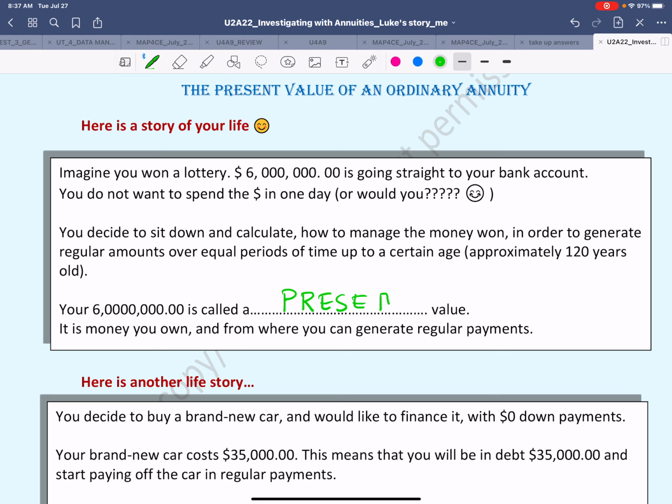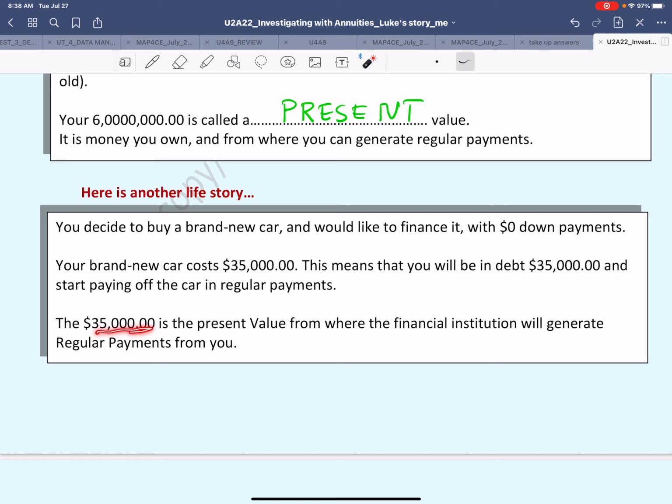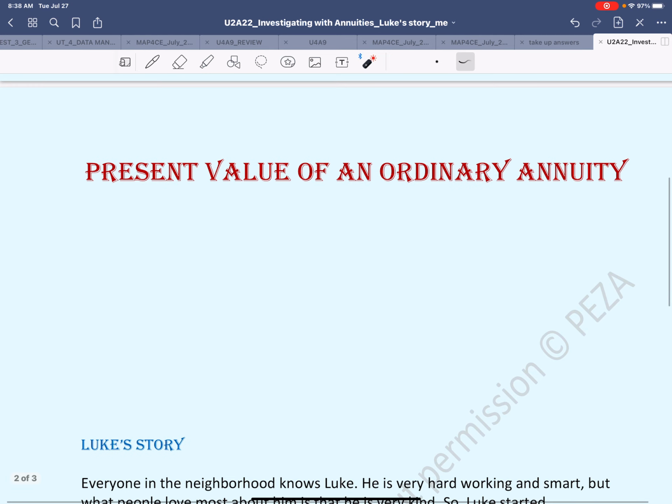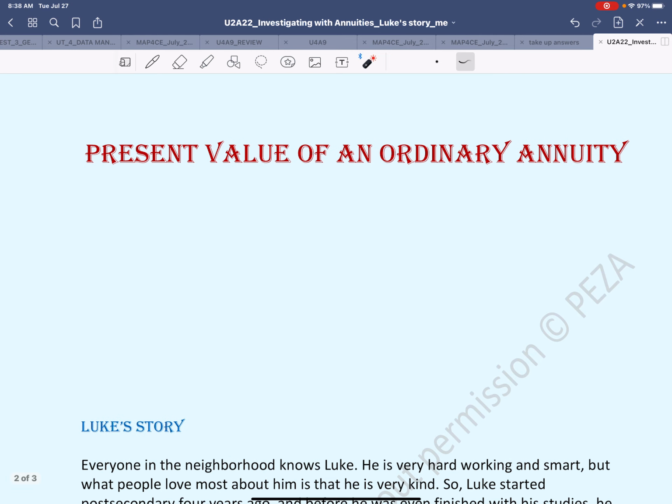Here is another life story. You decide to buy a brand new car and you'd like to finance it with zero down payments. Your brand new car costs $35,000, and this means that you will be in debt $35,000 and start paying off the car in regular payments. The $35,000 is what we call the present value, from where the financial institution will generate regular payments from you. So, in both these situations, in order to solve the problem, we use the present value of an ordinary annuity formula.